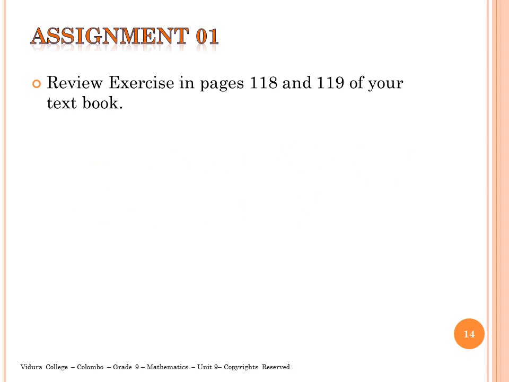This is the assignment 1 that you all have to do. Review exercise in pages 118 and 119 of your textbook.